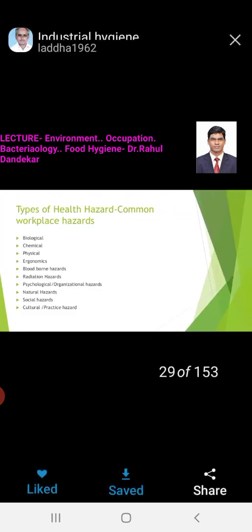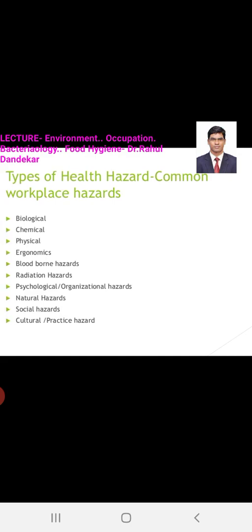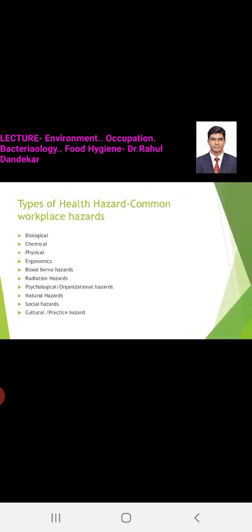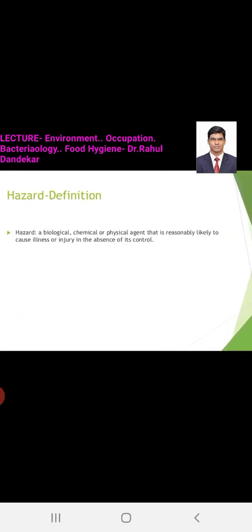Types of health hazard are common in workplace. Hazards are biological, chemical, physical, ergonomics, blood-borne hazards, radiation hazards, psychological and organizational hazards, natural hazards, social hazards, cultural and practice hazards. Hazard definition: a biological, chemical, or physical agent that is reasonably likely to cause illness or injury in the absence of its control.